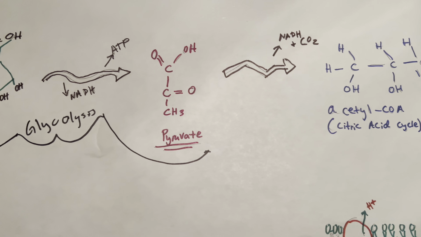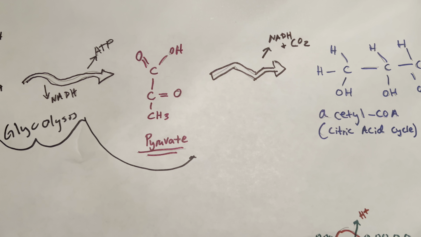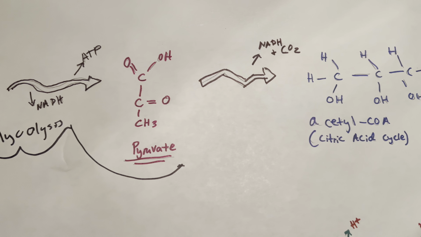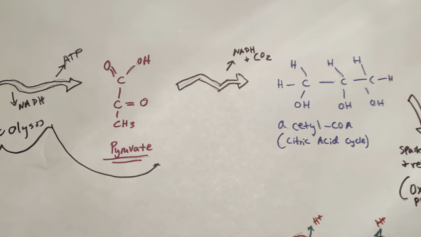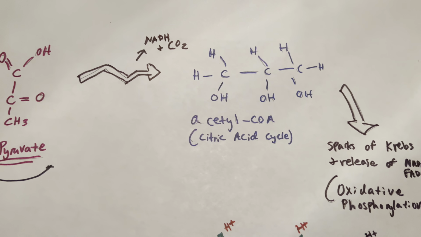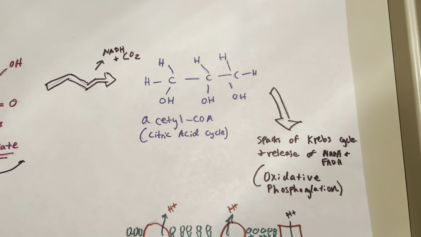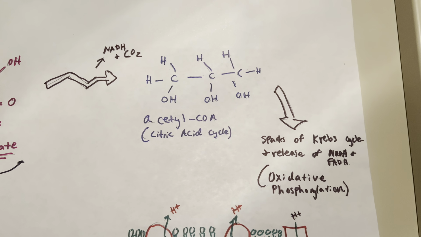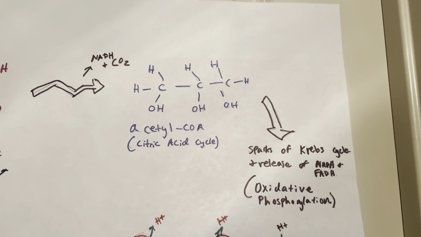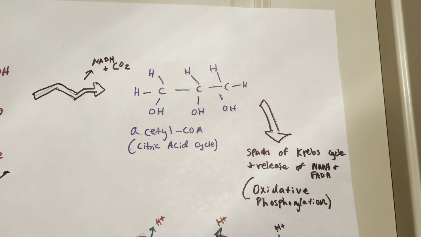Each pyruvate from glycolysis goes into the mitochondrial matrix. There it is converted into a 2-carbon molecule bound to coenzyme A, which is acetyl-CoA, which then enters the citric acid cycle. The acetyl-CoA goes through a cycle of reactions, regenerating the 4-carbon molecules, with ATP, NADH, and FADH2 being produced and carbon dioxide being released.